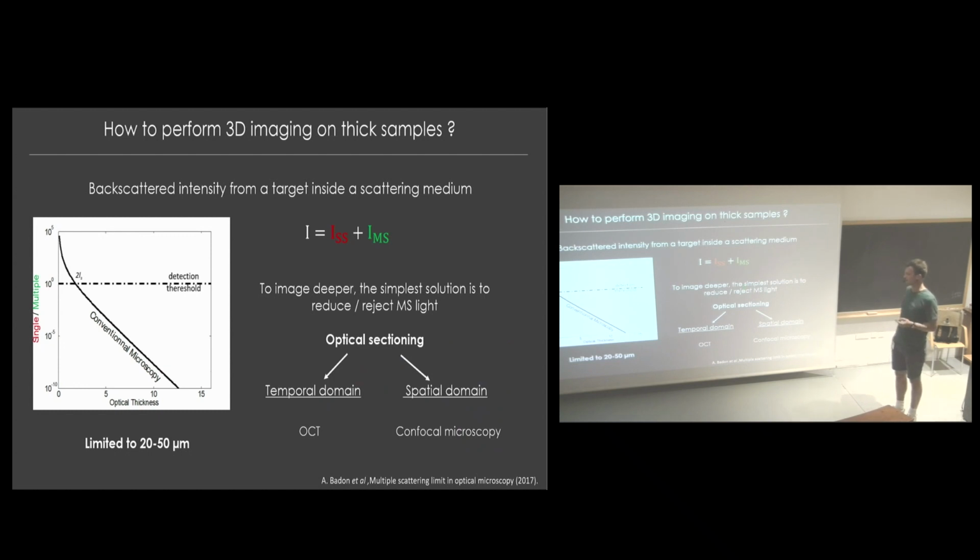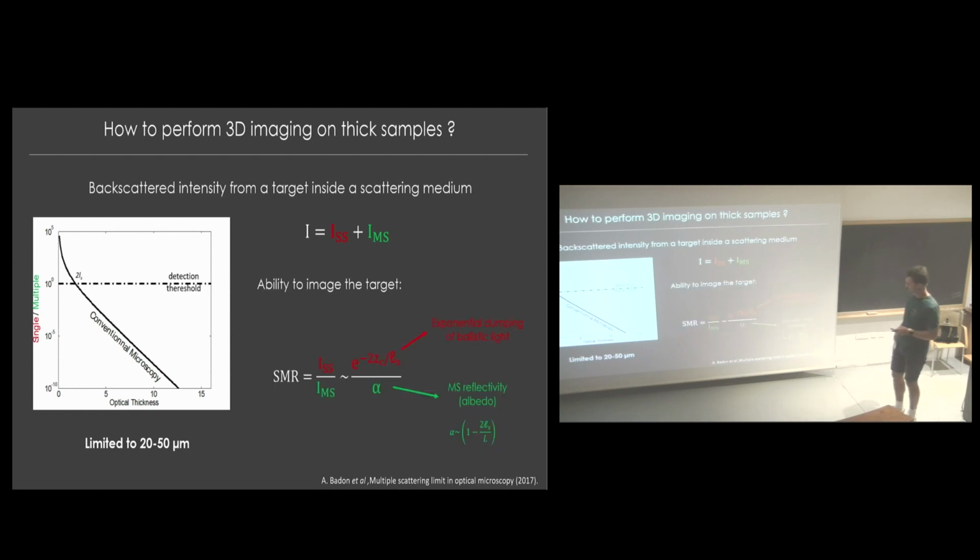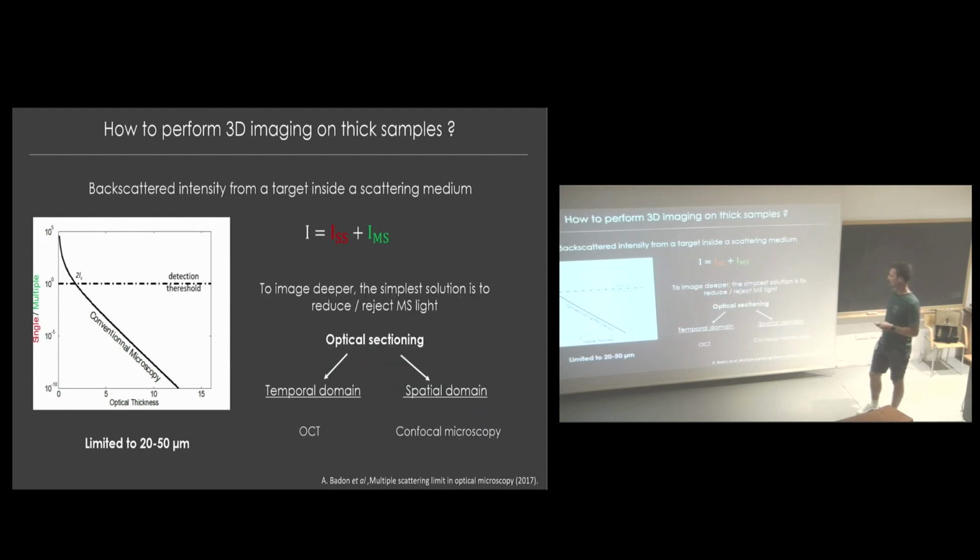And to image deeper, the simplest solution, because we have here a ratio, is that we can increase the single scattering contribution, but actually this is pretty hard to do, or we can reduce the multiple scattering contribution. And rejecting or reducing multiple scattering light, this is what is called optical sectioning. And there are plenty of different techniques to do it. So you can do it in the temporal domain, as is performed in optical coherence tomography, for instance. Or you can do it in the spatial domain, as is done in confocal microscopy, for instance.